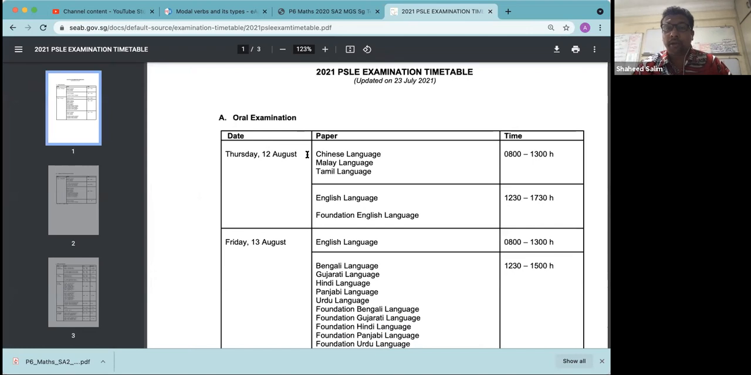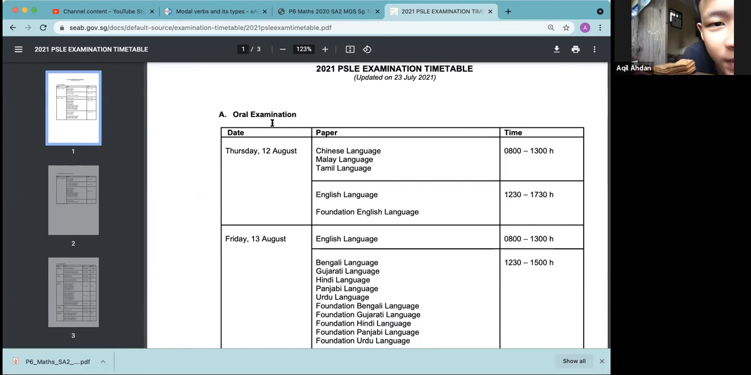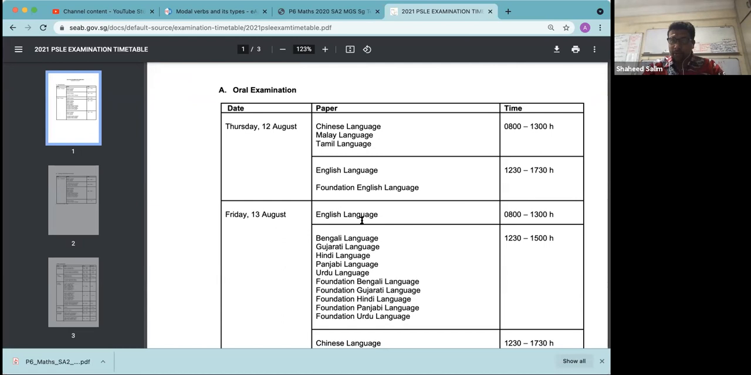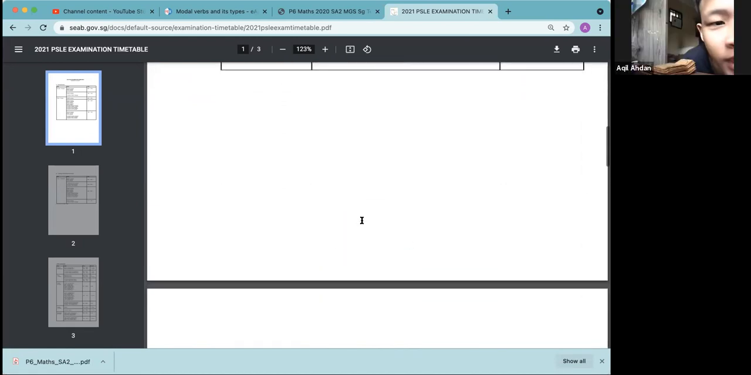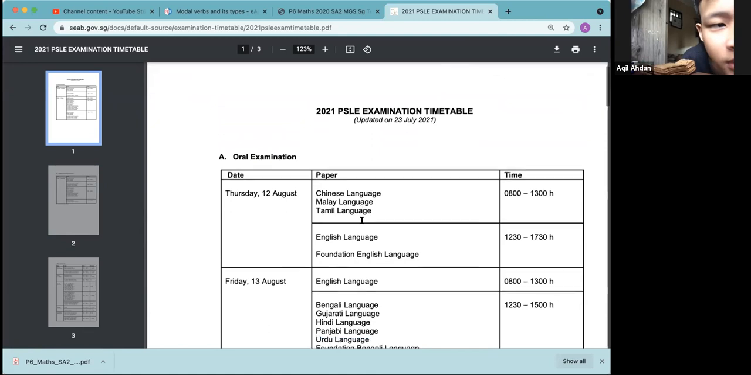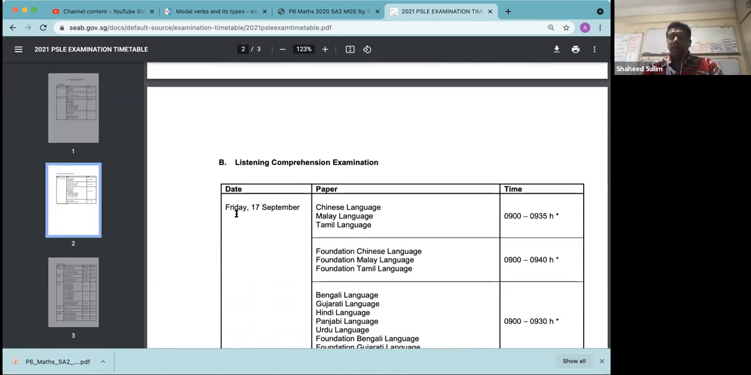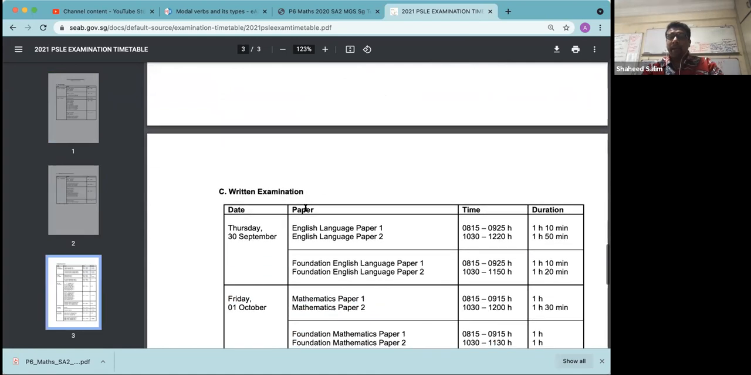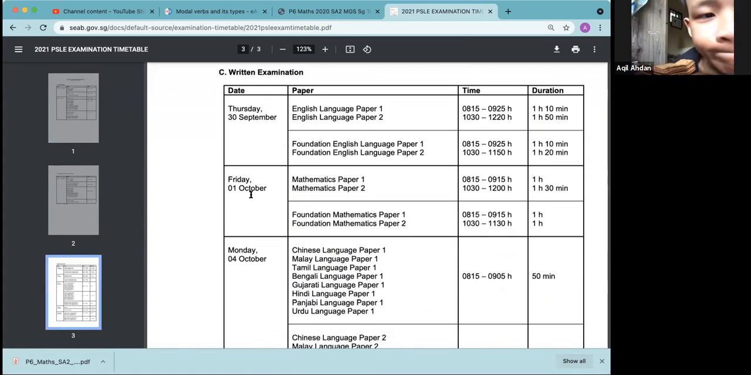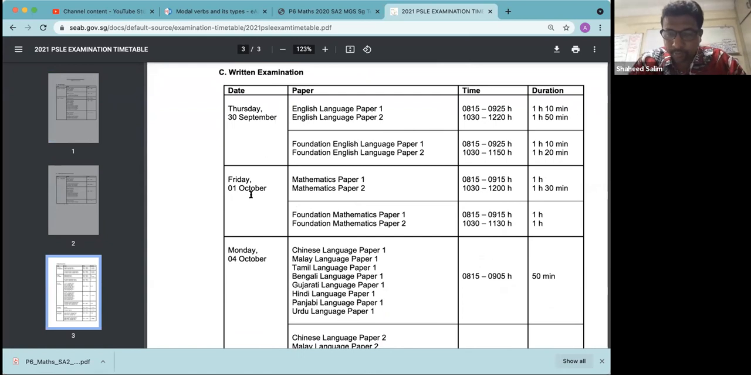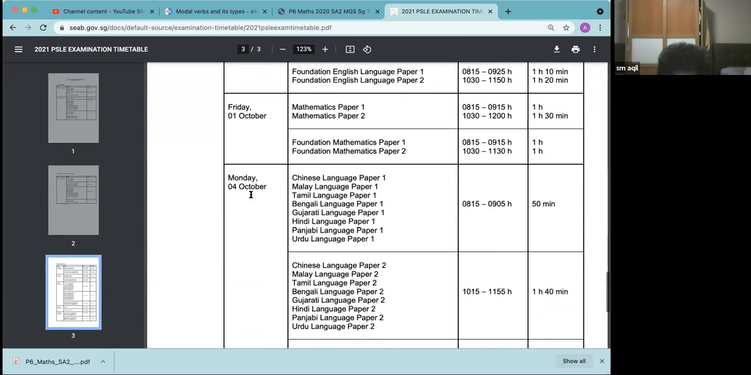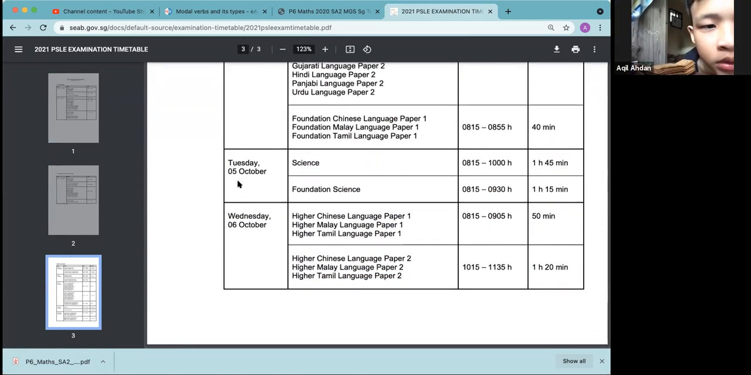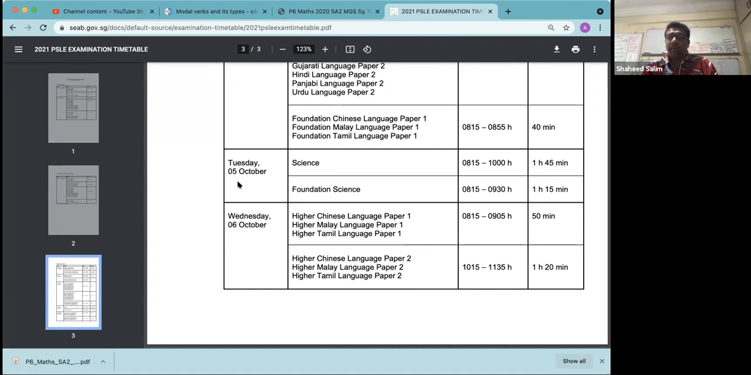12th of August. Tomorrow is your Malay oral. Oral means you have to come to school at either 12 or 3 o'clock. And Friday is your English oral, right? Then listening is on 17th September. And then your maths is on 1st October. When is our last paper? Last PSLE paper, 5th of October. Then we get to party.